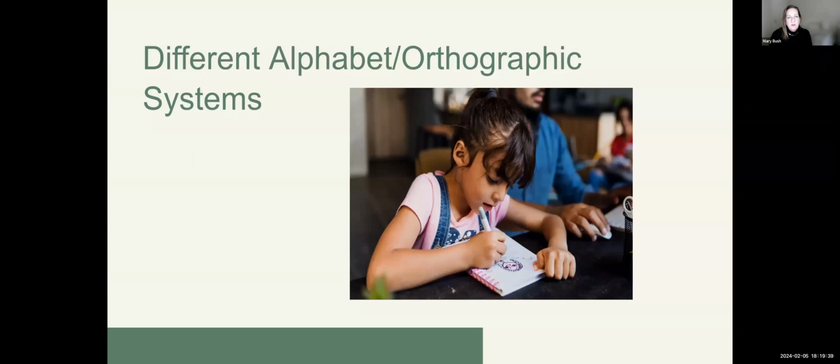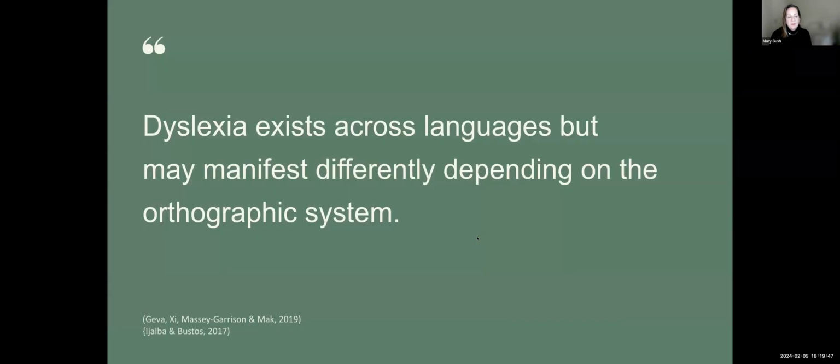So I want to talk to you just for a moment about different alphabetic systems or orthographies and how those may affect a student, especially a student that we might be thinking about assessing. So keep in mind that dyslexia exists across languages, but it may manifest itself a little bit differently. I had a friend one time who said, you know, Mary, I am dyslexic in English, but I'm not dyslexic in Spanish. And I was like, does your brain know that? Because I think your brain is dyslexic, whether it's English or Spanish. So that was an interesting thing.